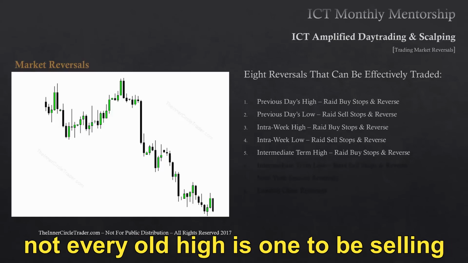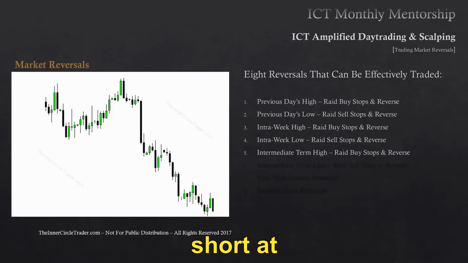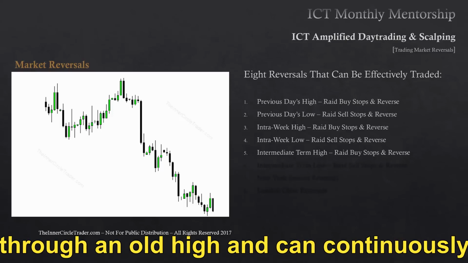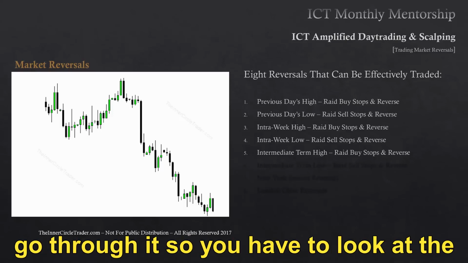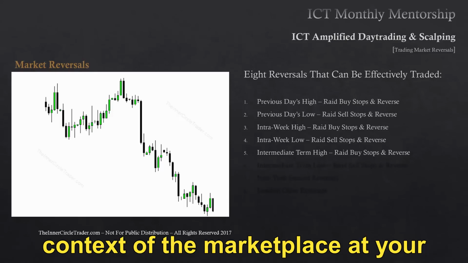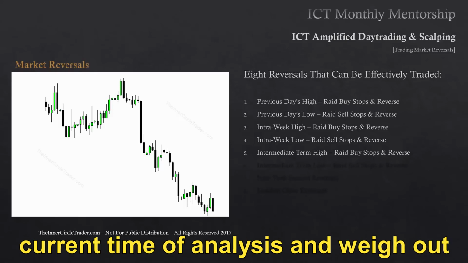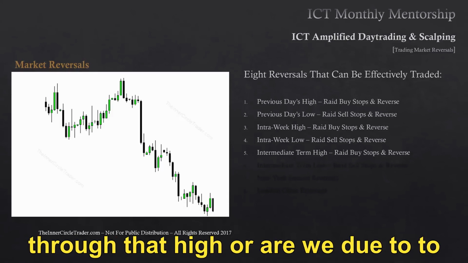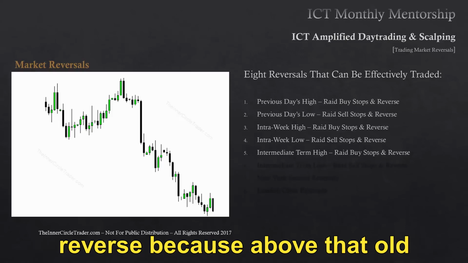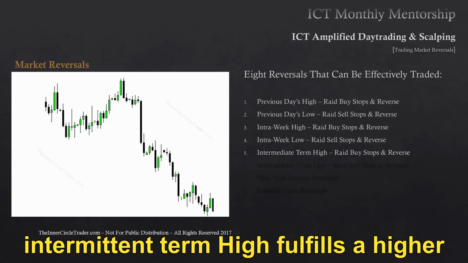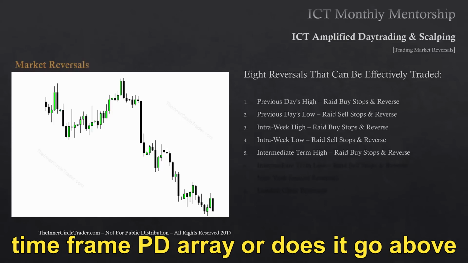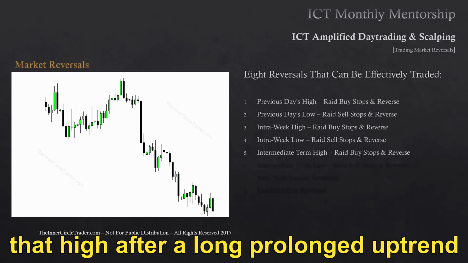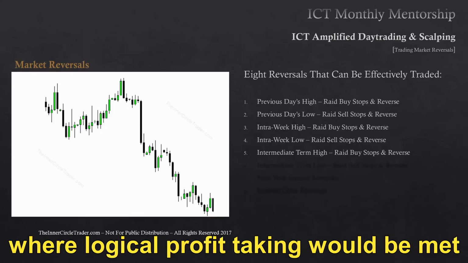So not every old high is one to be selling short at. Many times it's going to be trading through an old high and can continuously go through it. So you have to look at the context of the marketplace at your current time of analysis and weigh out whether or not we are in a move that's going to most likely continuously go through that high, or are we due to reverse because above that old intermediate term high fulfills a higher time frame PD array, or does it go above that high after a long prolonged uptrend where logical profit taking would be met?